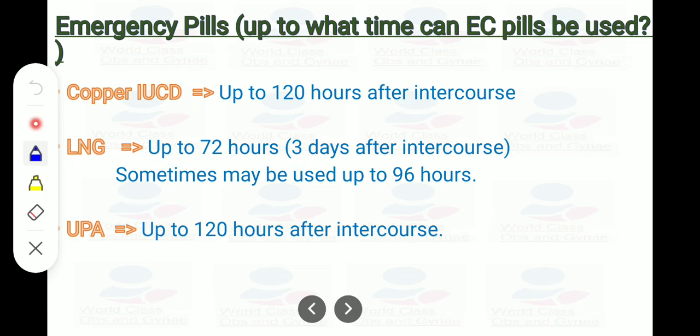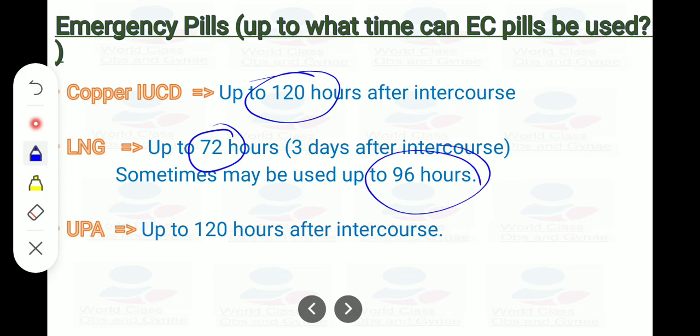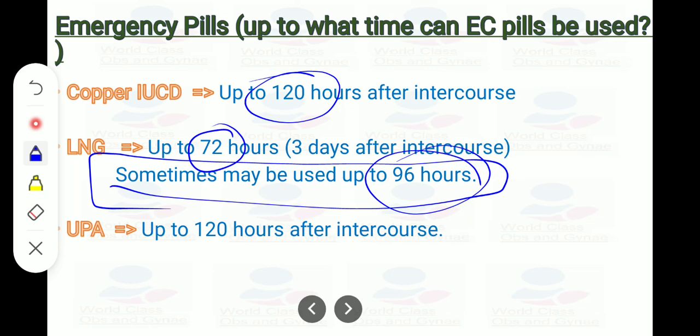Again, this chart tells you for how much time each method is effective. Copper IUCD up to 120 hours after intercourse, levonorgestrel up to 72 hours or 3 days after intercourse, sometimes it may be used up to 96 hours, and ulipristal up to 120 hours after intercourse.